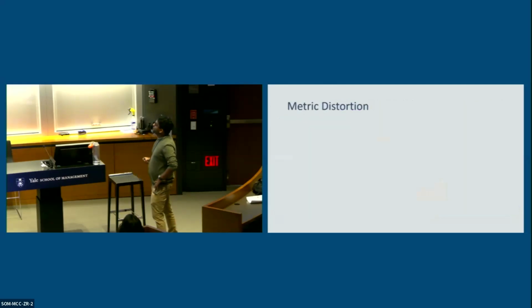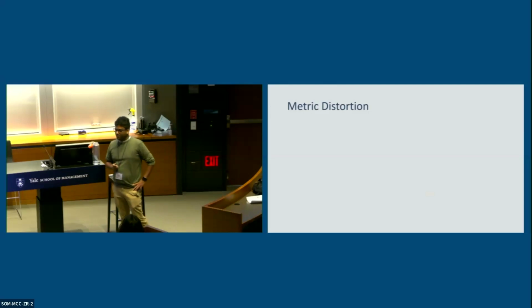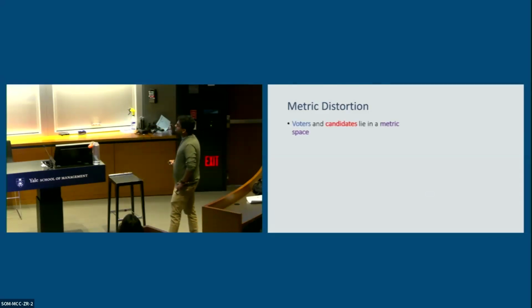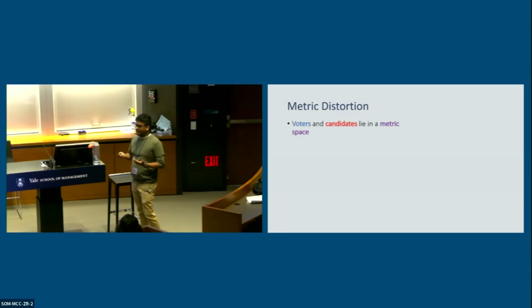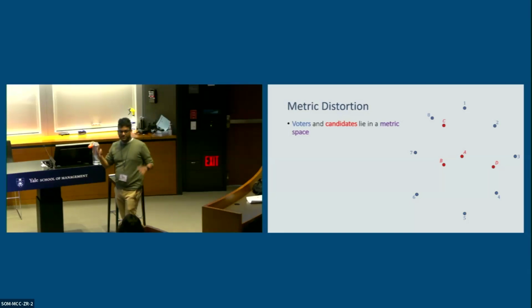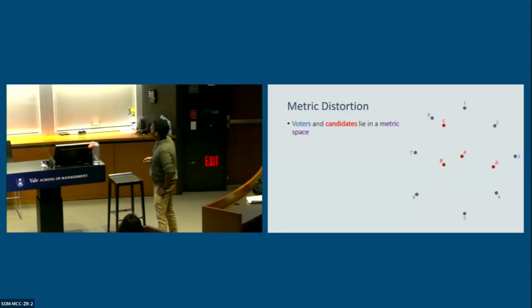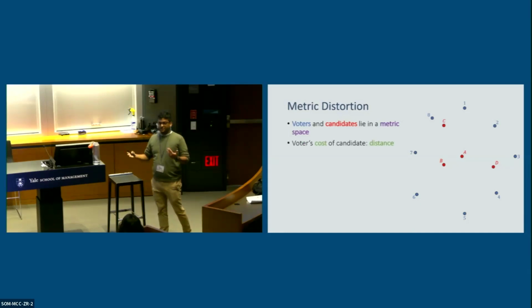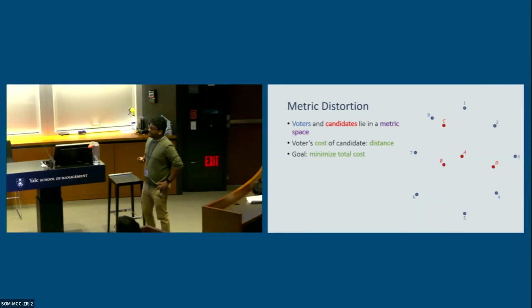With that in mind, we come to the metric distortion problem, which is the focus of this work. Here's the problem that we want to solve. Imagine that the voters and candidates lie in a metric space. For example, here the blue points might represent the voters and the red points might represent the candidates. For the sake of my two-dimensional slides, you can imagine that the metric space is just the two-dimensional Euclidean plane. Each voter perceives the cost of a candidate to be the distance between them. That syncs up with our idea that a voter prefers candidates that are close to them, low cost, over candidates that are farther away from them. Our goal is to choose a candidate that minimizes the total cost, the total distance to the voters.